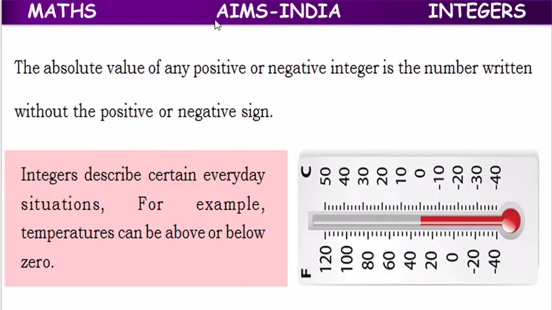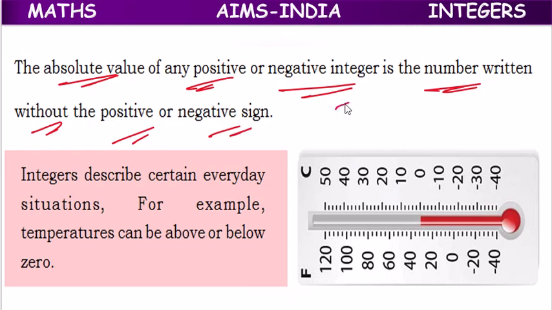Next. Here, the absolute value of any positive integer or negative integer is the number written without the positive sign or negative sign. Means they may ask the value of plus 3 or they may ask the value of minus 3. Without sign, we can just take the answer as 3.